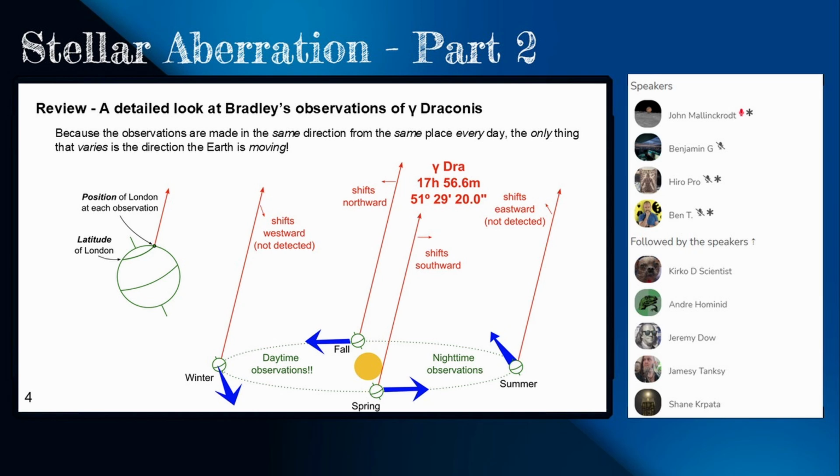But in Galilean and Newtonian physics, there was no absolute rest frame.